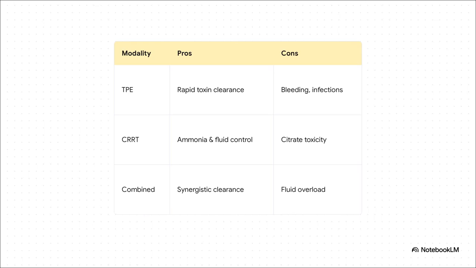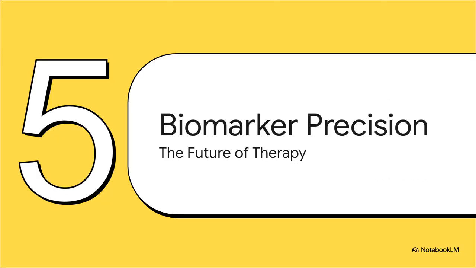Let's consolidate this risk-benefit calculus for a second. Look at the balance. TPE monotherapy gives you rapid toxin clearance and immunomodulation, but it carries bleeding and infection risks. CRRT manages the fluid and ammonia beautifully, but brings its own bleeding and circuit clotting risks. Combine them, you drastically increase the complexity, the cost, and that critical risk of fluid overload. This summary right here is basically your bedside tool for weighing those exact benefits against the perils of hemodynamic dips and citrate toxicity.